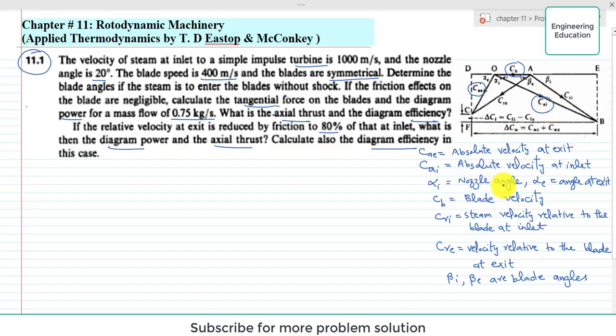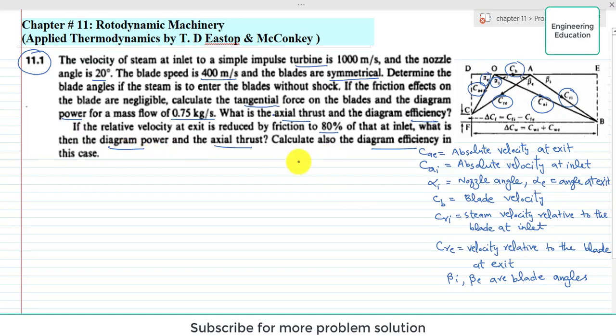Alpha I is the nozzle angle, or the absolute velocity angle at inlet. Alpha E is the absolute velocity angle at exit. CB is blade velocity. CRI is the steam velocity relative to the blade at inlet. CRE is the velocity relative to the blade at exit, where beta I and beta E are blade angles at inlet and exit respectively.